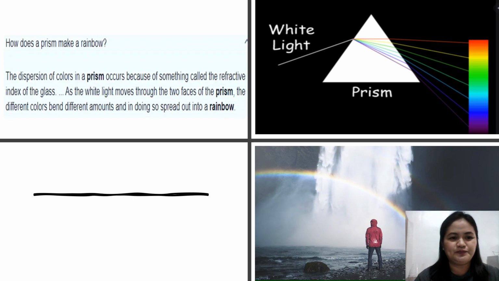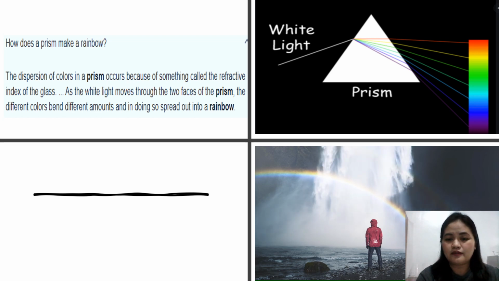Ano pang nandito? So, how does a prism make a rainbow? The dispersion of colors in a prism occurs because of something called the refractive index of the glass. As the white light moves through the two faces of the prism, the different colors bend different amounts, and in doing so, they spread out into a rainbow.